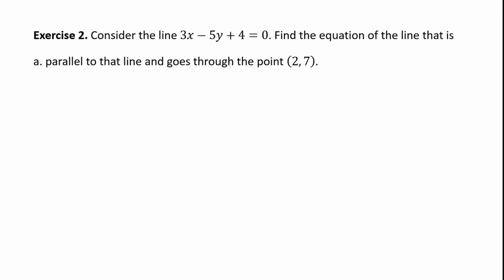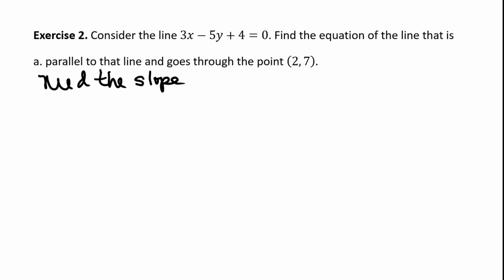Consider the line 3x minus 5y plus 4 equals 0. Find the equation of the line that is A, parallel to that line and goes through the point 2, 7. Now, in order to get the equation of a line, you need 2 pieces of information. You need a point and a slope. We are given the point 2, 7, so now we need the slope. Parallel means the same slope.